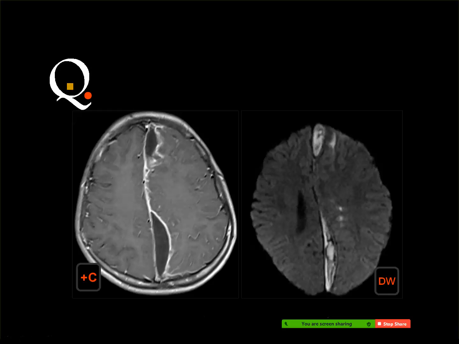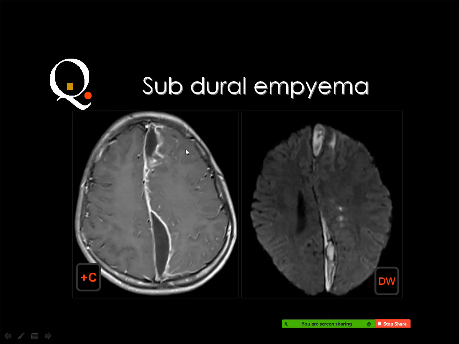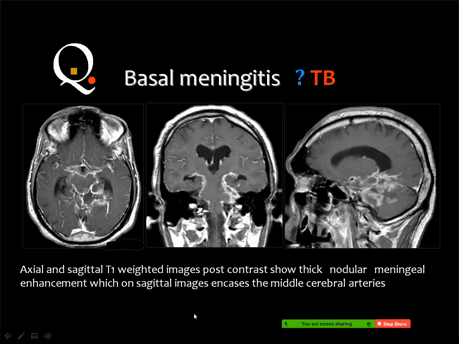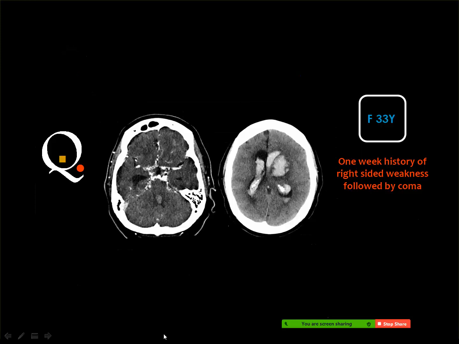Subdural empyema. Yes, the classic appearance with marginal enhancement in the interhemispheric fissure and the diffusion restriction in the diffusion weighted image. Also meningitis. Yes, and this is another case of meningitis. In most cases of meningitis, if you do not know the cause, you may call that this is secondary to TB.